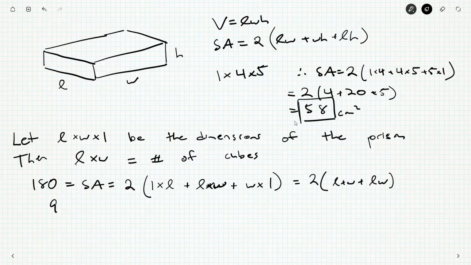Okay, so dividing by 2, 90 is length plus width plus length times width. Now, let's factor out a length. So we'll get length times width plus 1, plus another width.